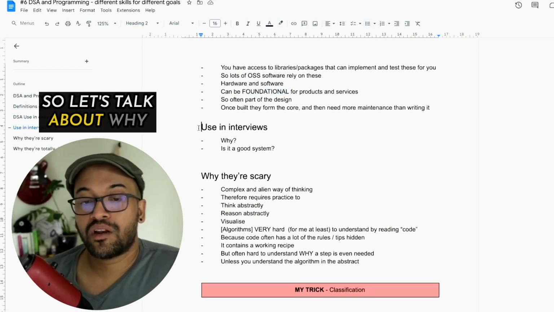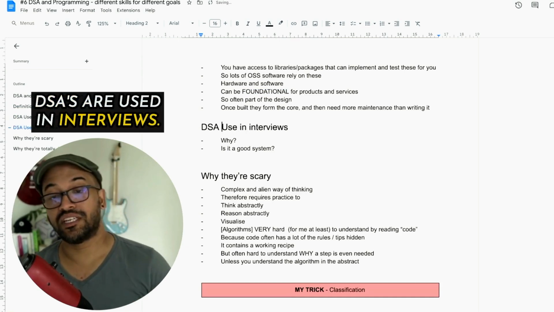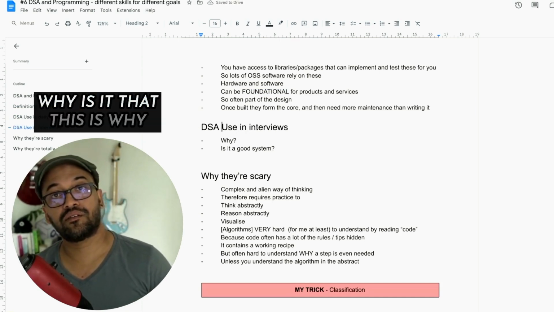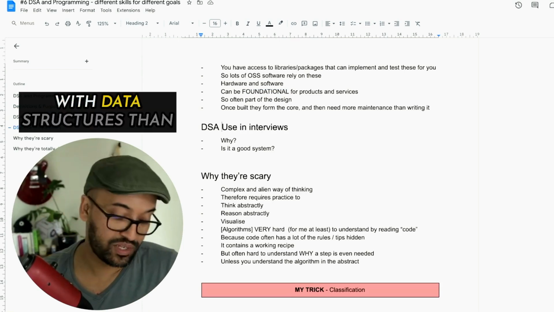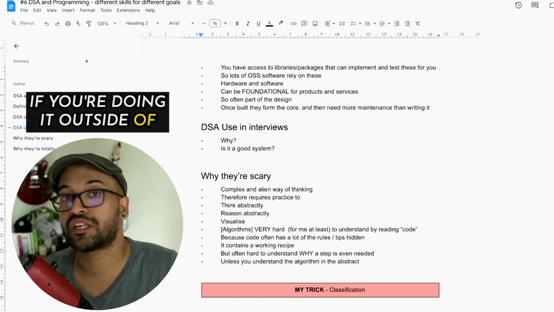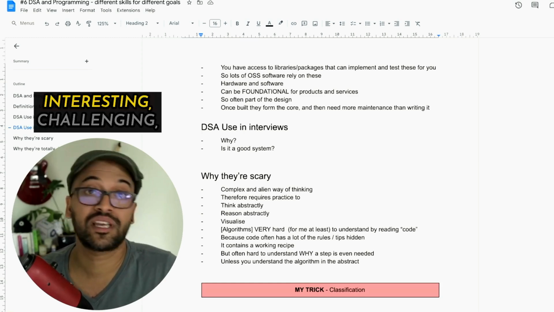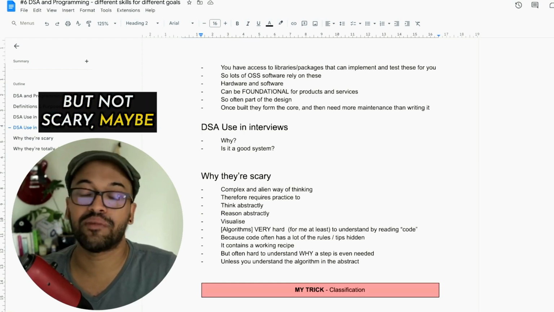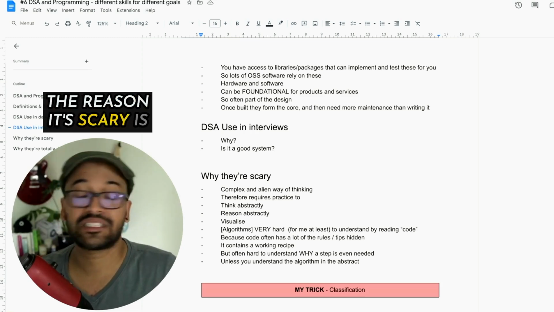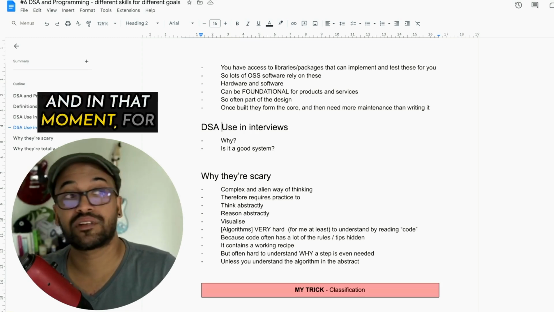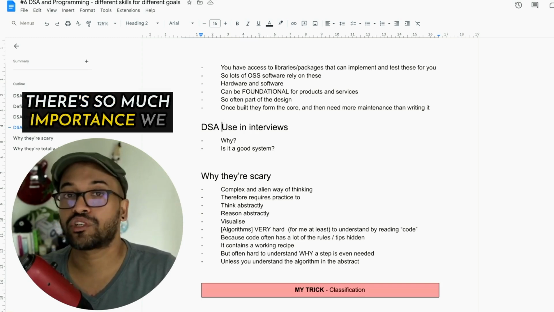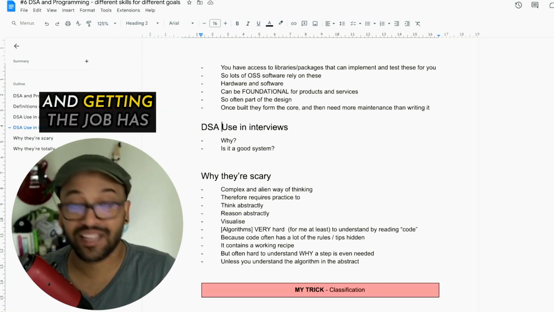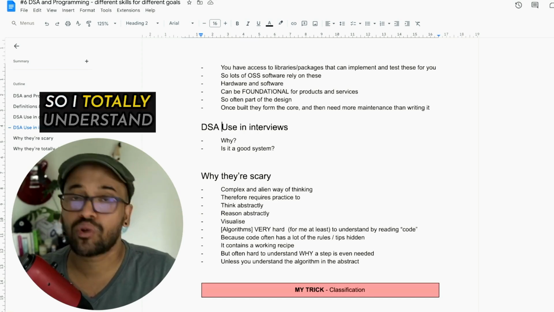So let's talk about why DSAs are used in interviews. Okay, this is why most people are afraid of them: there's a lot of pressure associated with data structures and algorithms. If you're doing it outside of an interview environment, you'd probably find it interesting, challenging, maybe frustrating, but not scary. The reason it's scary is because it's used in interviews. And in that moment, it can feel, for all of us, do or die, right? There's so much importance we place on the interview and getting the job. It has a big impact. So I totally understand why it's scary.